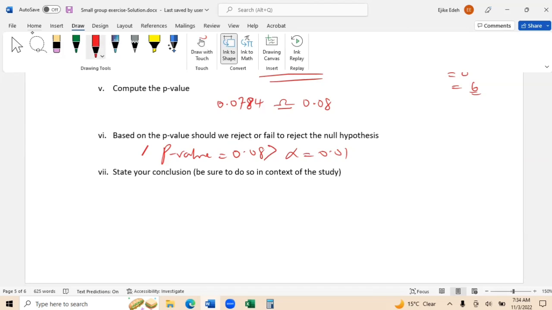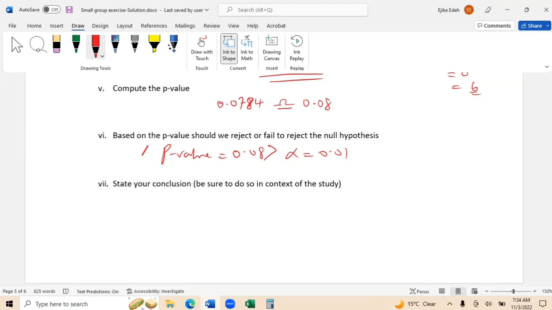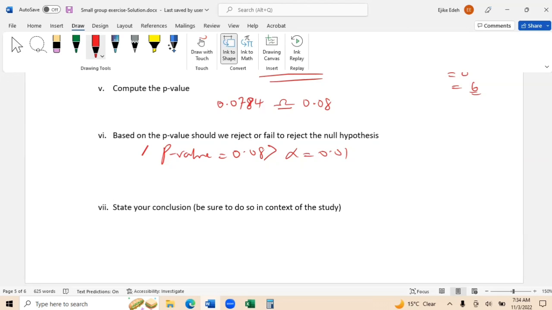So if this is the case, of course, we reject. I will fail to reject the null hypothesis. Okay, careful with my statement. I'm beginning to say things that are not correct. So we fail to reject the null hypothesis. Because this is bigger, we fail to reject the null hypothesis.